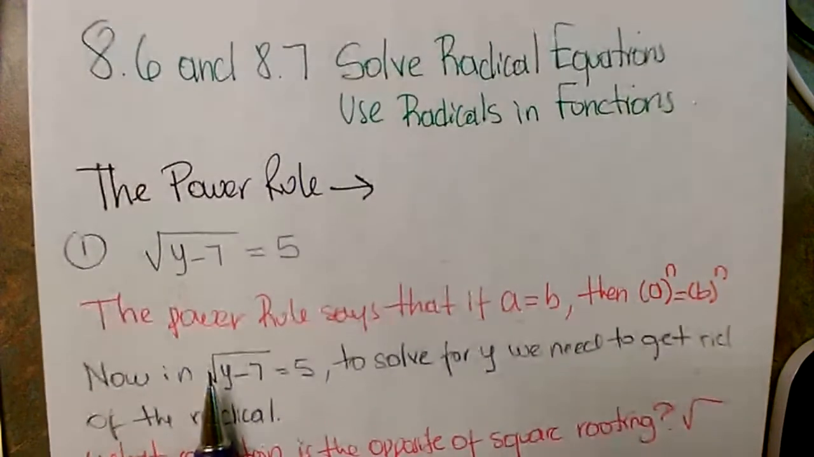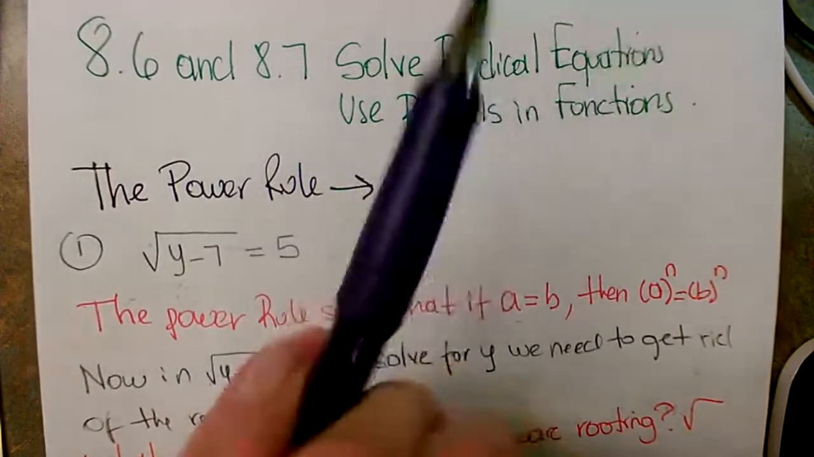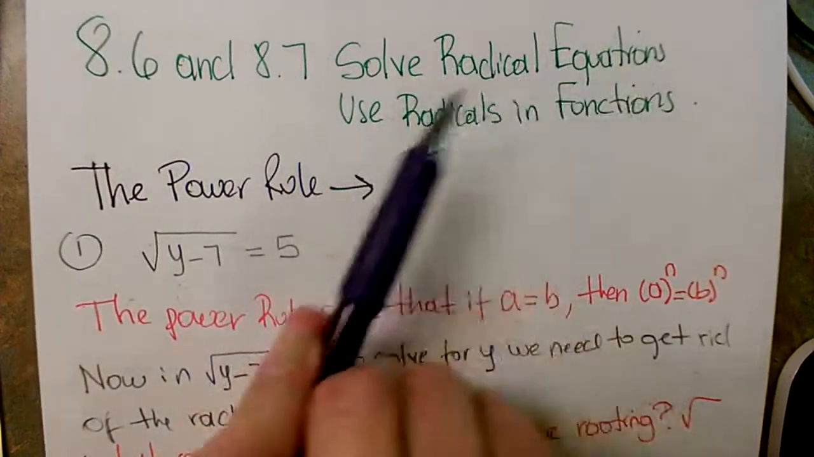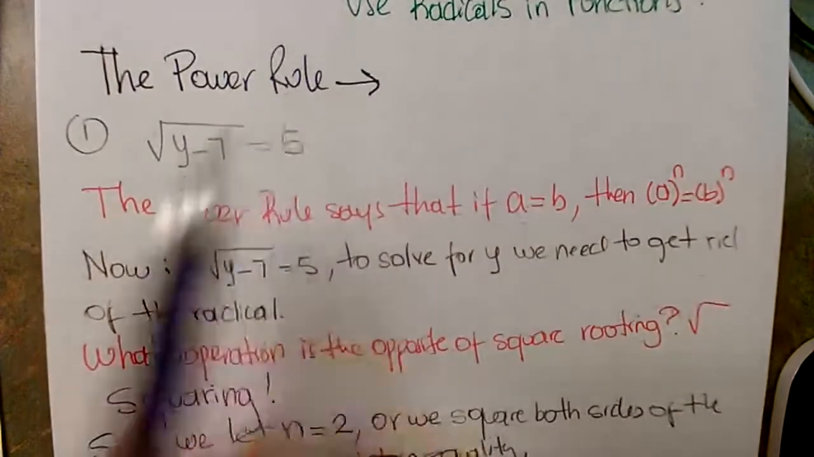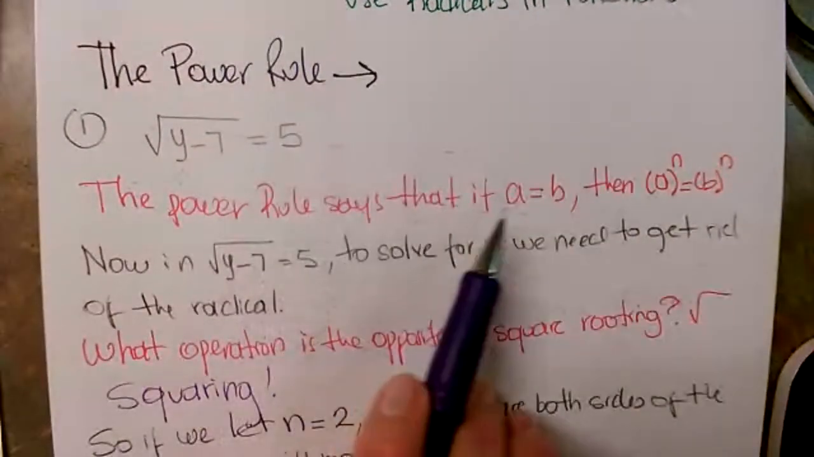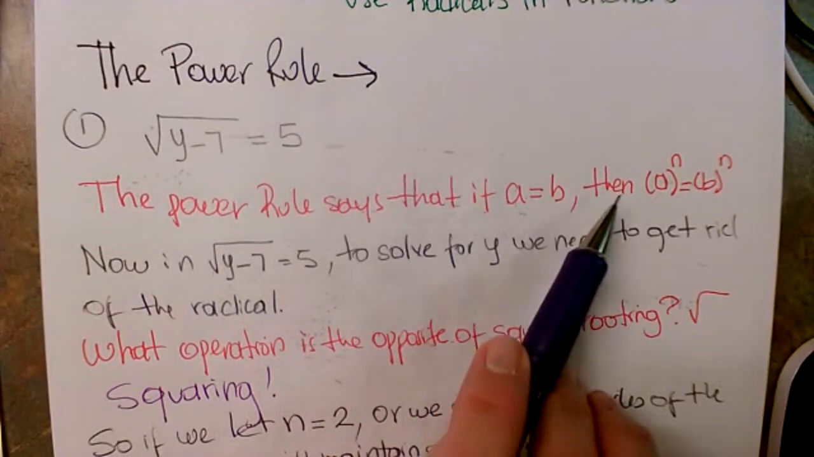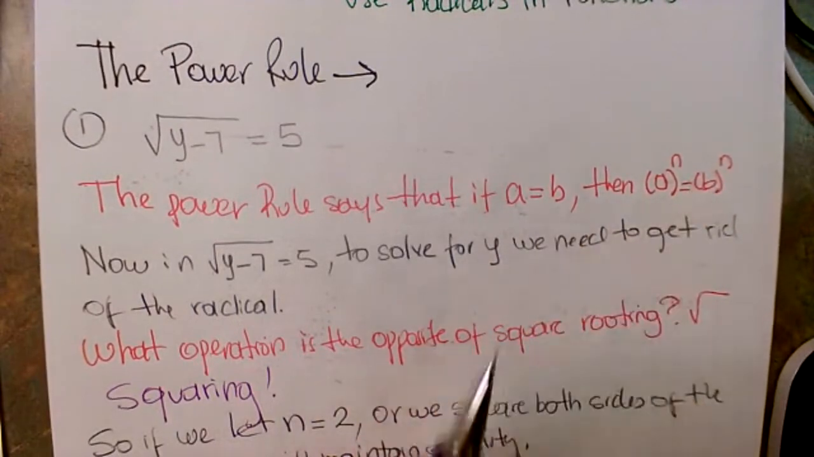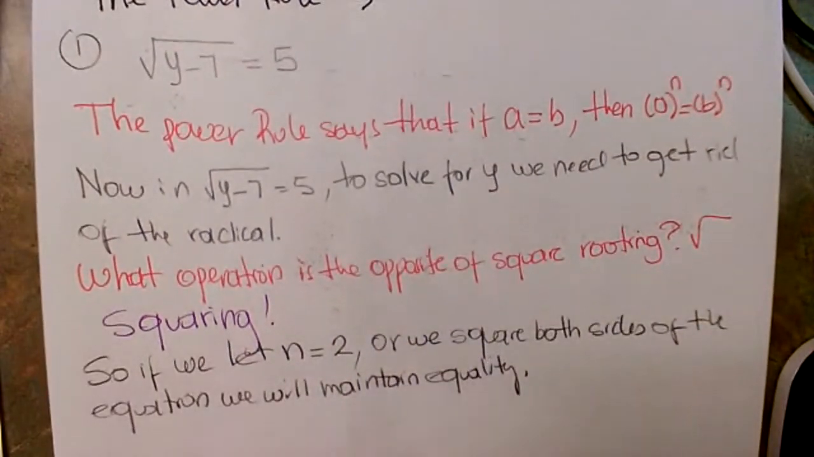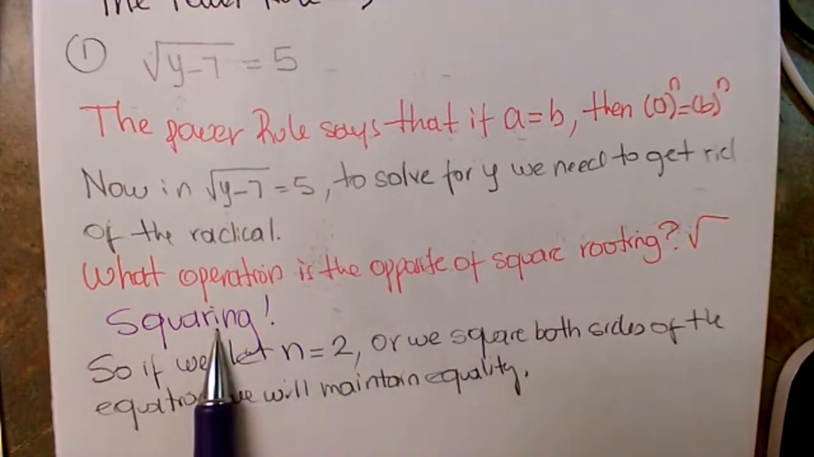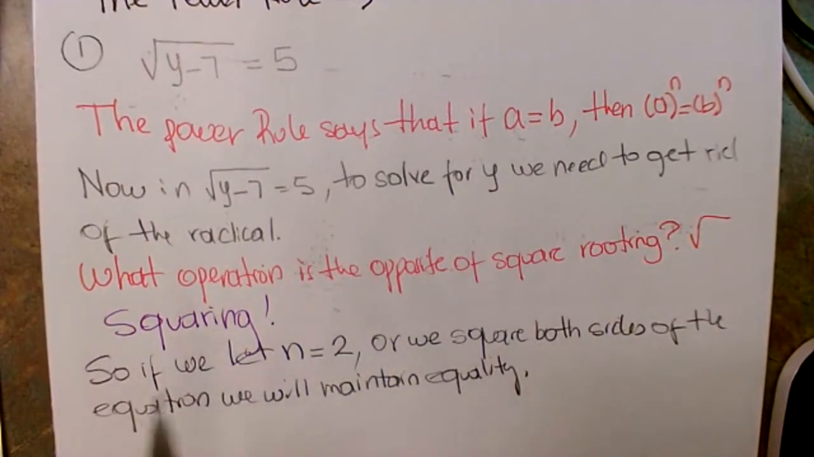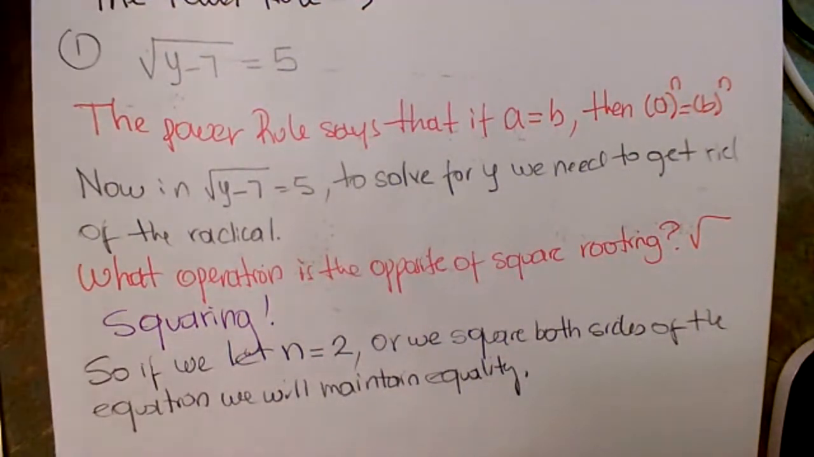8.6 and 8.7. So solve radical equations and use radicals in functions. So the power rule says that if A is equal to B, then A squared is equal to B squared. So what's the opposite of a square rooting? Squaring. And when we square both sides of the equation, we will maintain the equality.